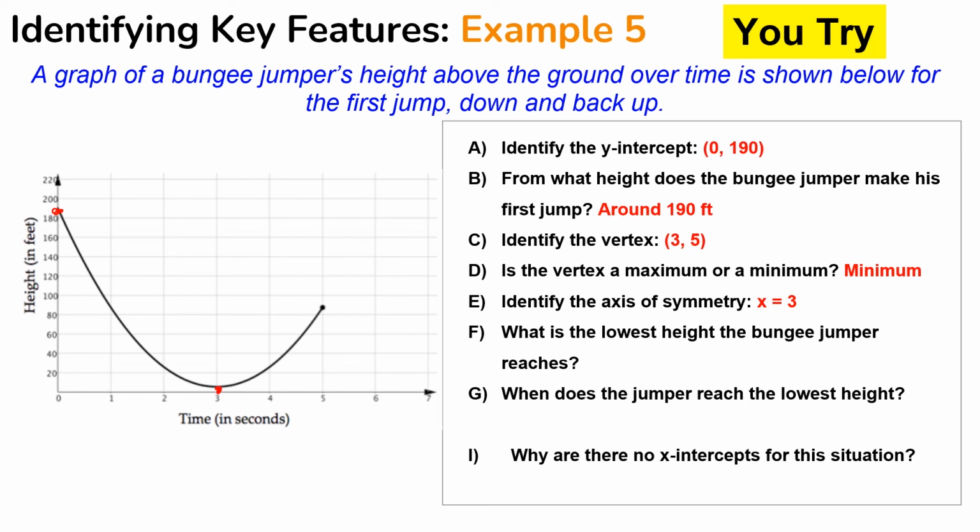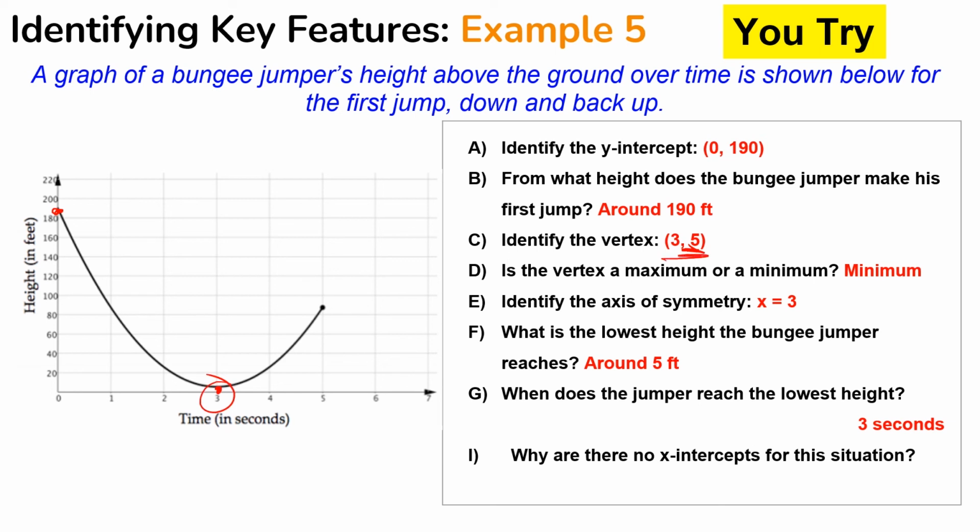What is the lowest height the bungee jumper reaches? Around 5 feet. So we're looking at the y value of your vertex. When does the jumper reach the lowest height? After 3 seconds. Again, looking at that vertex here.